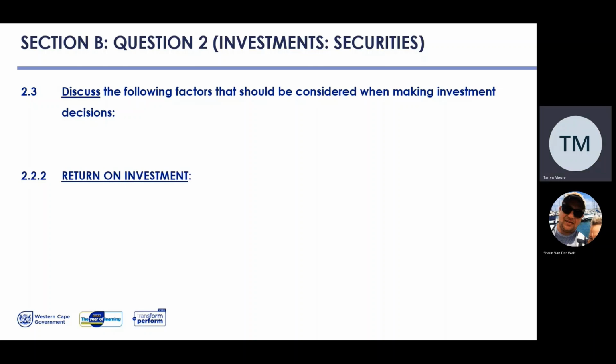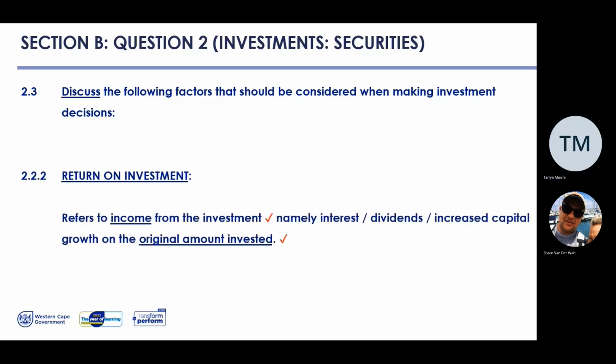2.2, return on investment. Yo, this is everyone's favorite one. Why? Because it's how much I'm going to get back. What am I going to get in return because I made this investment? Again, please don't confuse the meaning of return on investment with the period of investment. Grade 12, look at the word return. What am I going to get back? It refers to the income from the investment.